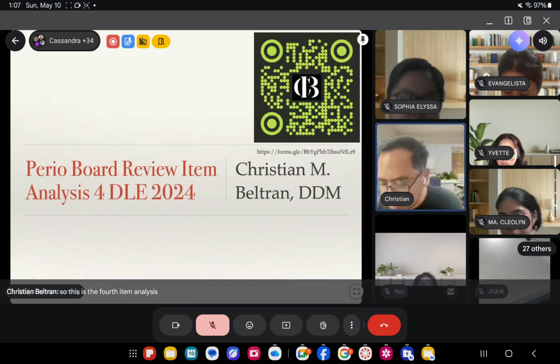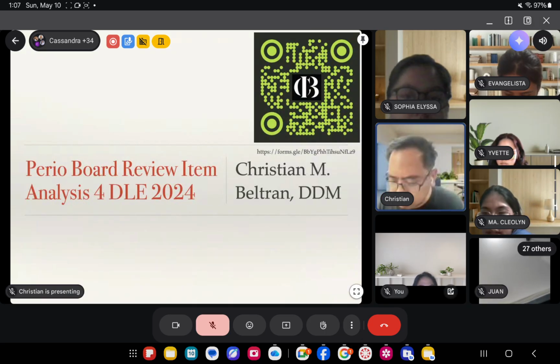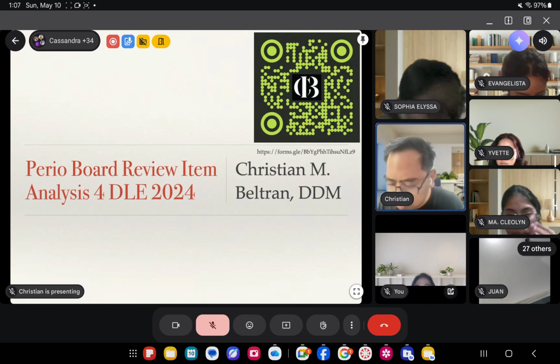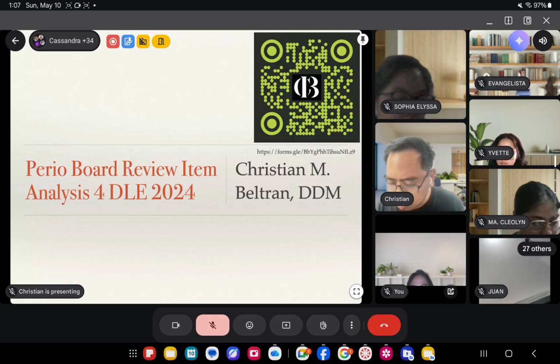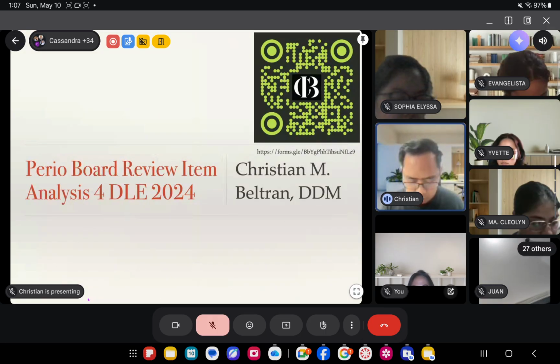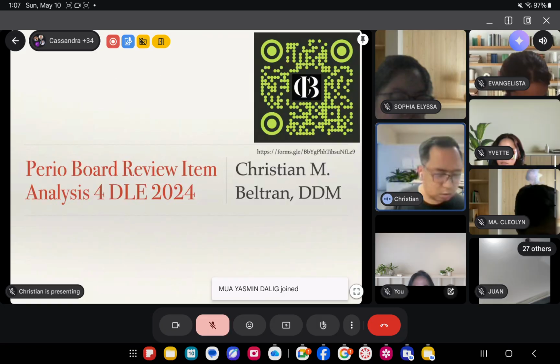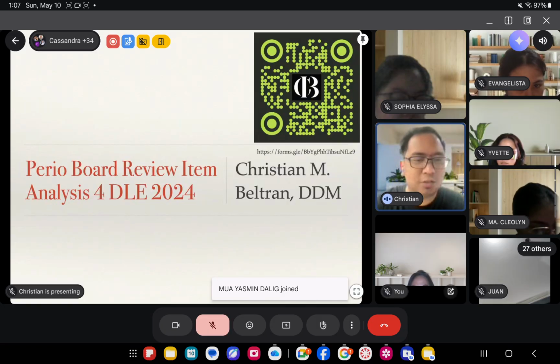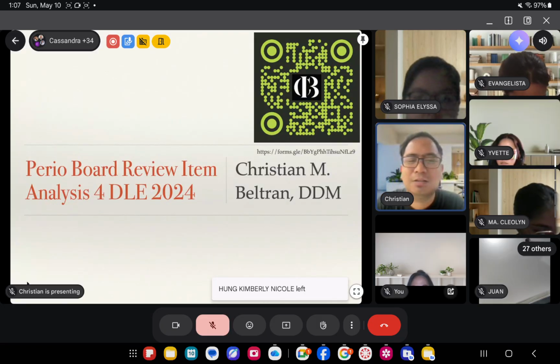Ano pa tayo? Don't mind the QR codes, ha? They're not working. Naka-close yung Google Sheet. Hindi ko in-open. So closed yan.